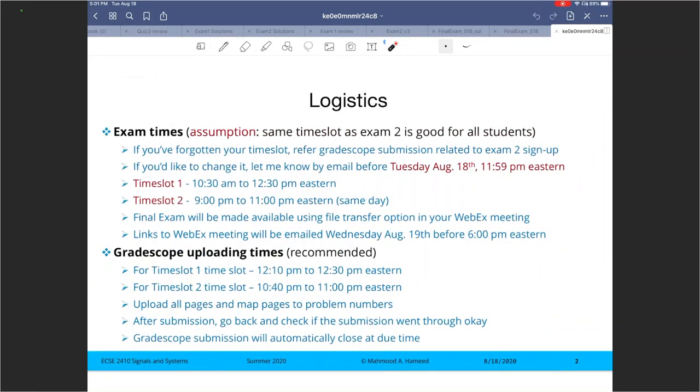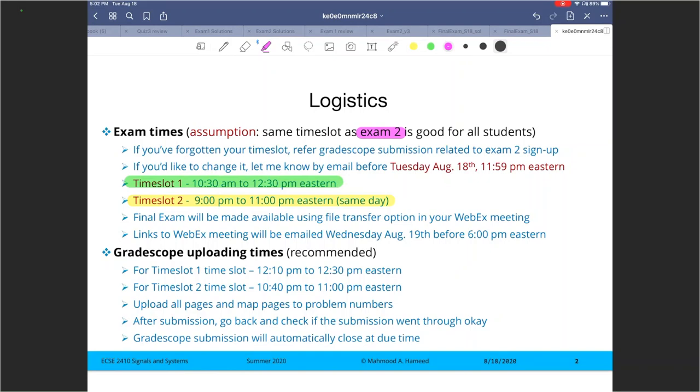Now for the exam time, as we had for exam 1 and 2, we have time slot 1, that is during the regular class time, 10:30 to 12:30 p.m. Eastern, and then we also will have a time slot 2 the same day, Thursday, but from 9 to 11 p.m. Eastern. Now, if you have signed up for a particular time slot in which you gave your exam to, that's what I'm going to use by default. So I'm going to assume that every student is good with that exam 2 time slot.